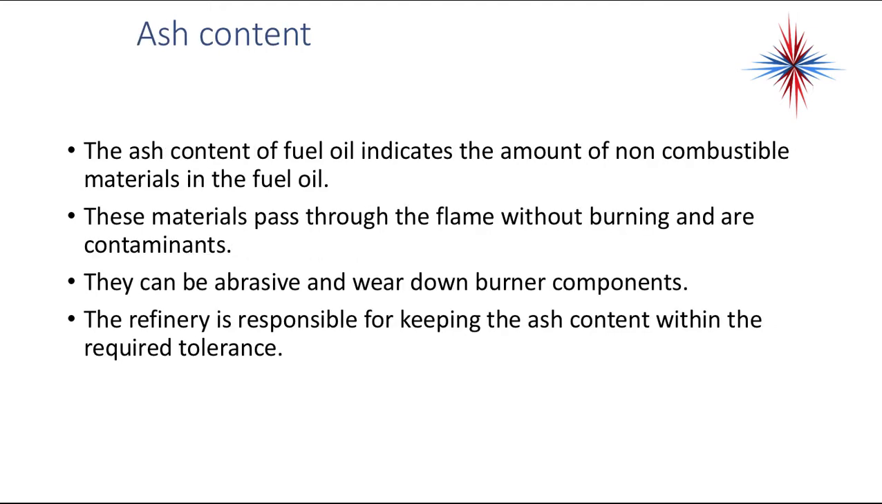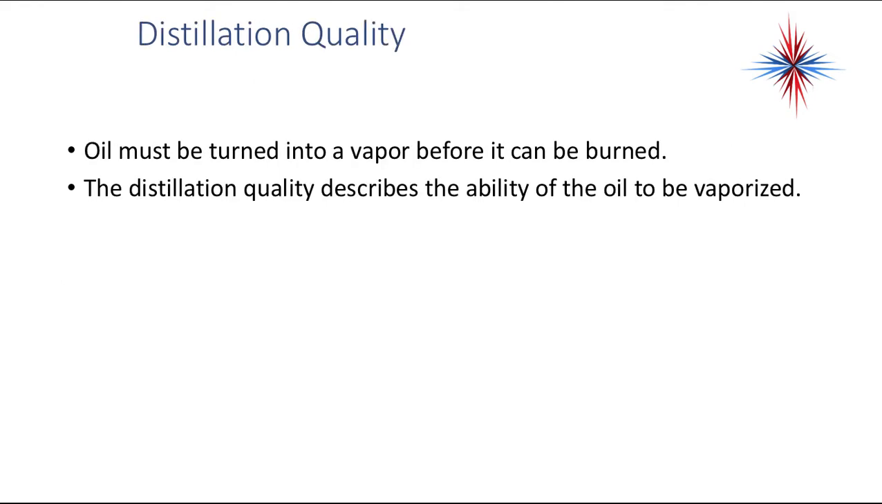Ash content of a fuel indicates the amount of non-combustible materials in the fuel. These materials pass through the flame without burning and are contaminants. They can be abrasive and wear down burner components. The refinery is responsible for keeping the ash content within the required tolerances. Distillation quality is another property of oil. Oil must be turned into a vapor before it can be burned. The distillation quality describes the ability of the oil to be vaporized.